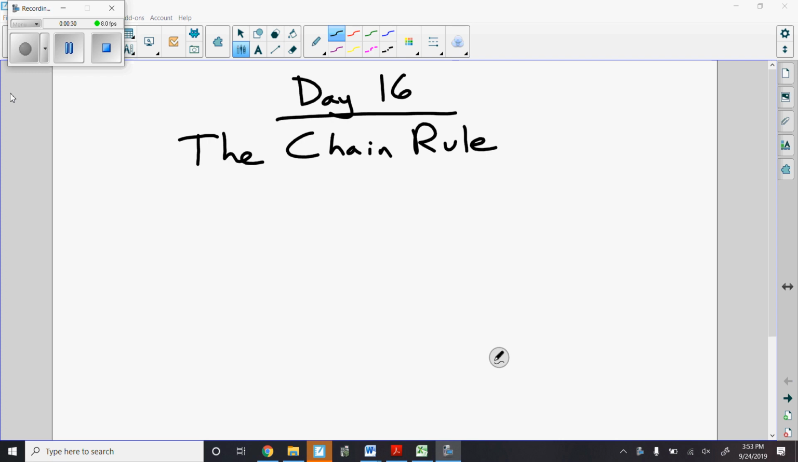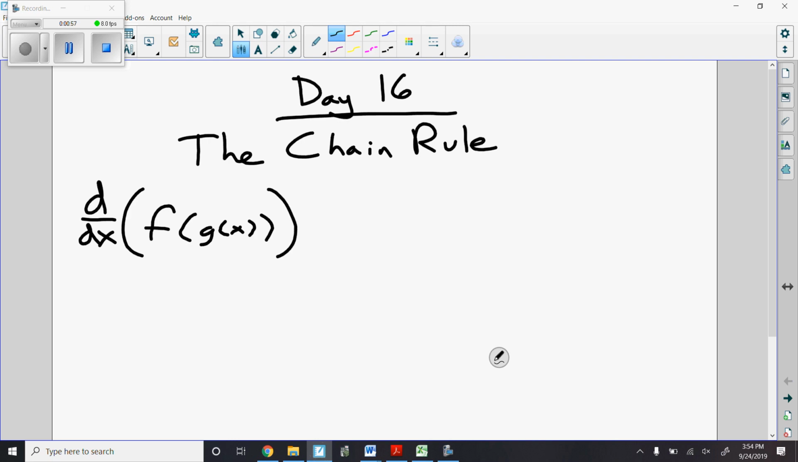So it could also be called the composition rule, but pretty much everyone in calculus calls it the chain rule. So here's what this is for. It's for the compositions of two functions. So here's the rule in its just general f and g form. So it's for taking the derivative of f of g of x.